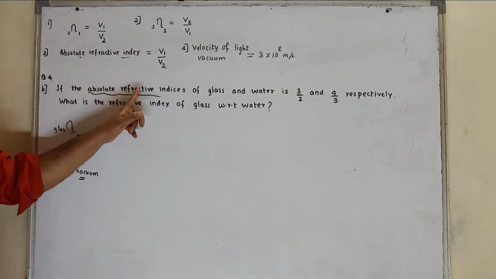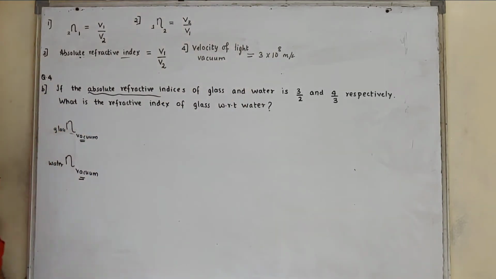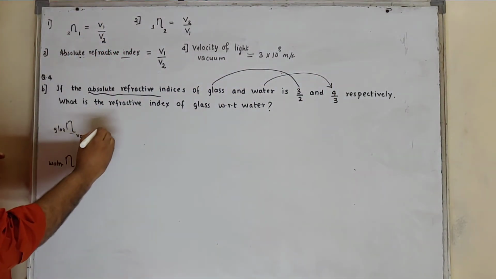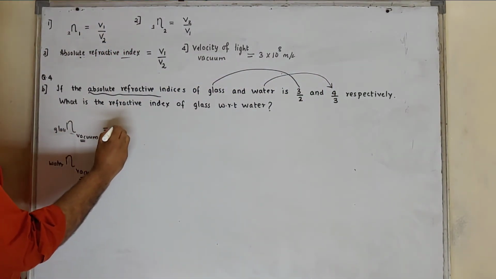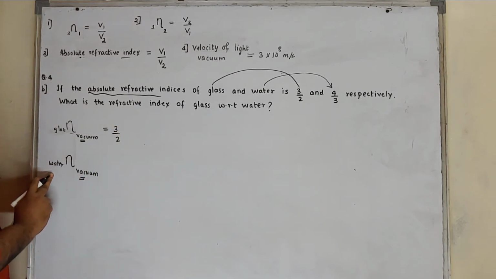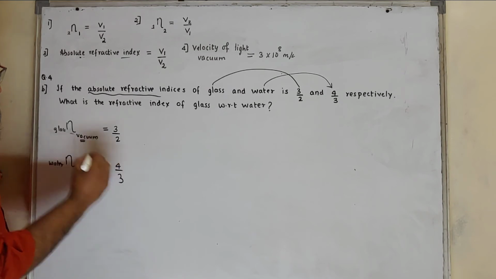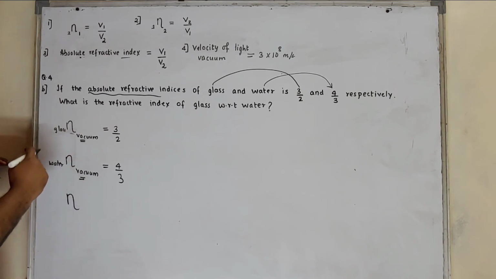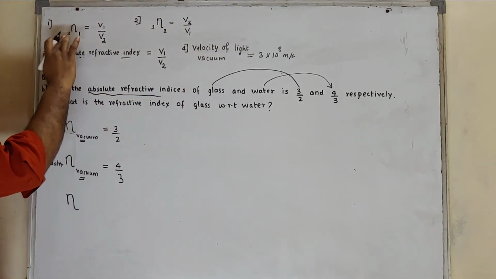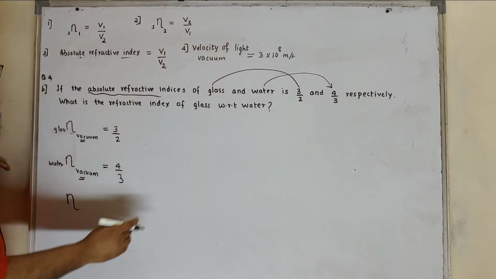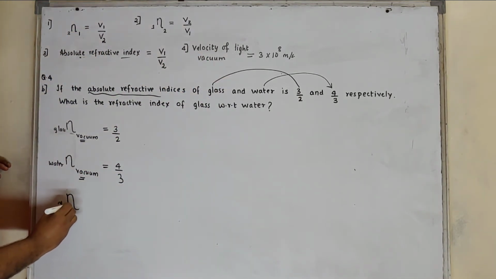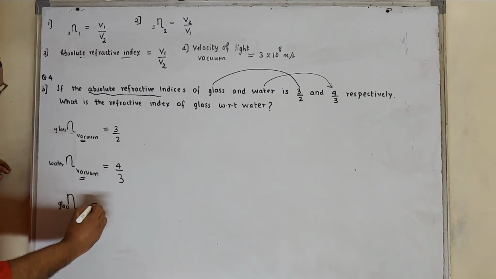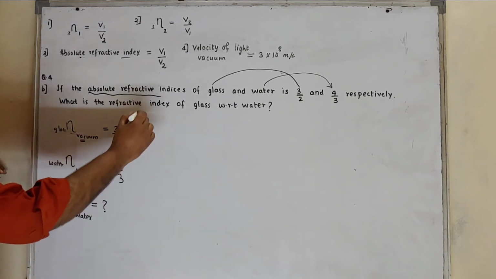So what is the question? Absolute refractive index of glass and water. For glass it is 3/2 and for water it is 4/3. The absolute refractive index of glass is 3/2. Absolute refractive index of water is 4/3. What we need to find out? We need to find out the refractive index of glass with respect to water, second medium with respect to first, glass with respect to water. This is the question. Now one more formula.